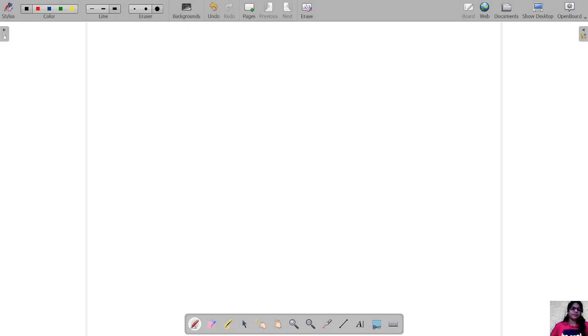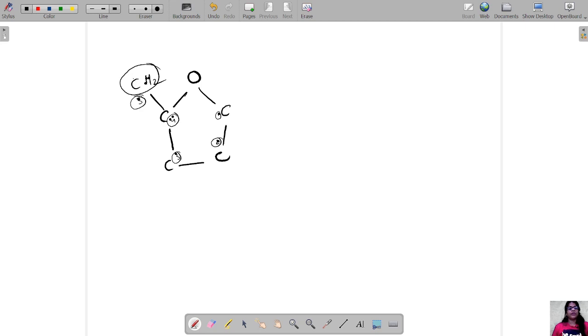So let's talk about DNA now. I told you DNA has a ribose sugar, which is a pentose. This is your first carbon, second carbon, third carbon, fourth, and this is your fifth position. To this fifth carbon you have a phosphate group attached.